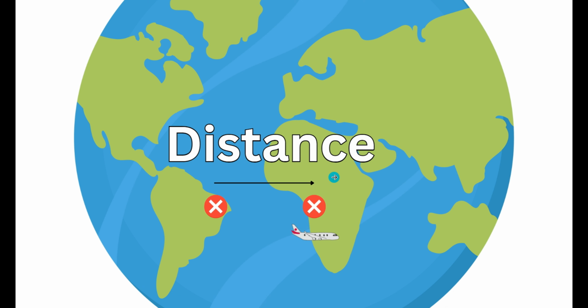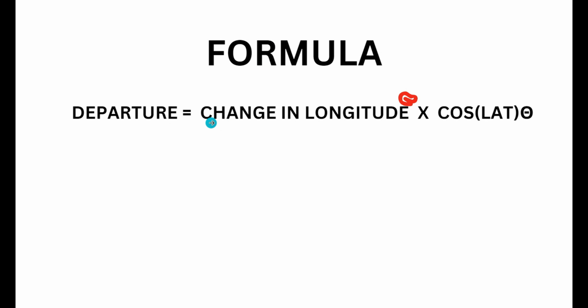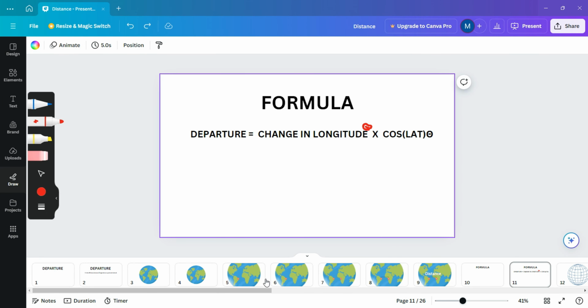Now there is one simple formula which you need to learn by heart. That is, departure is equal to change in longitude in minutes into cos lat theta. Hopefully you know about longitudes and latitudes. If not, don't worry. I'll do a quick recap.